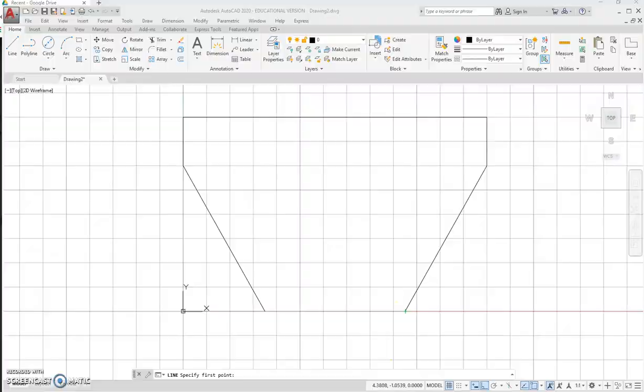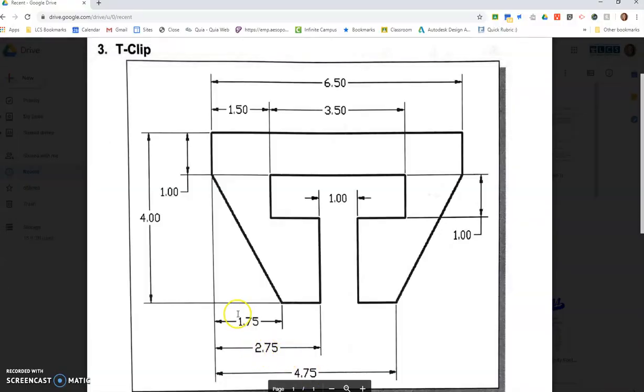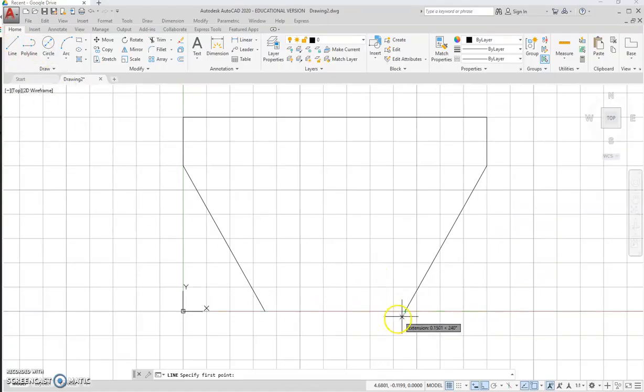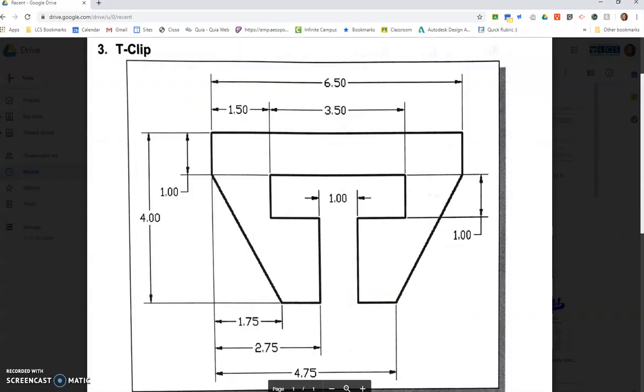So if you look at your drawing here, we have 2.75 minus 1.75. That would give me this dimension as 1 inch. So we're going to assume that both of those are 1 inch. So back to my line. Pick the endpoint, go over 1 inch, and now I'm going to look at the other information. So I'm going to have to do a little bit more math here.